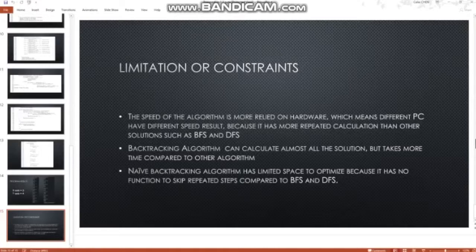Another limitation is that the backtracking algorithm can calculate almost all the solutions but takes more time compared to the other algorithms. The naive backtracking algorithm has limited space to optimize because it has no function to skip repeated steps compared to BFS and DFS.